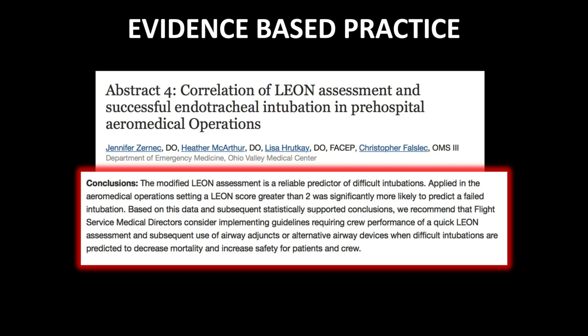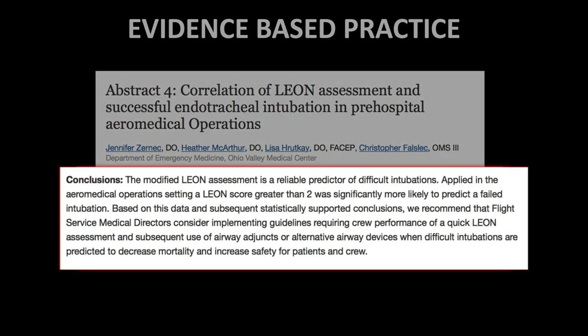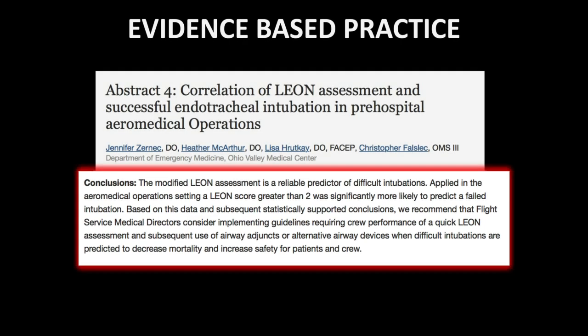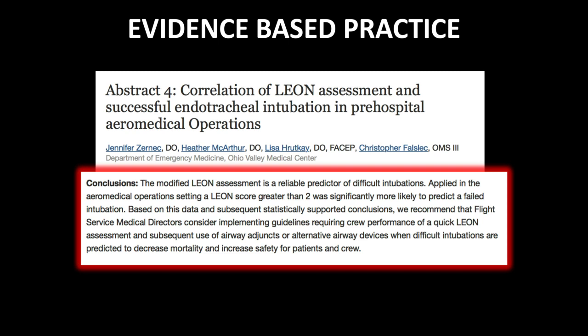Well, they found in conclusion that the modified Leon assessment is reliable as a predictor of a difficult intubation. It's applied in the aeromedical operations setting with a Leon score greater than 2. It showed it was significantly more likely to predict a failed airway when you contrast that to not using this assessment. So again, it's a good tool. It definitely gives us some ability.